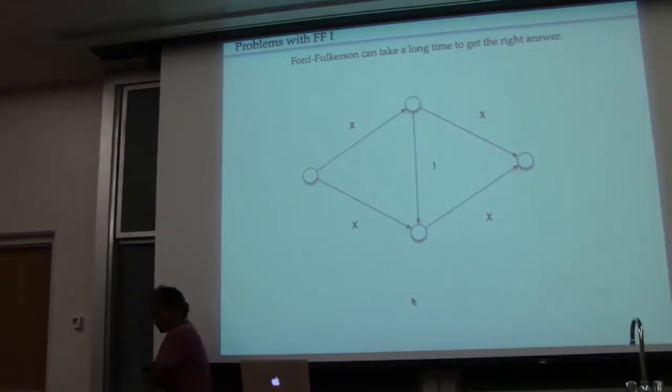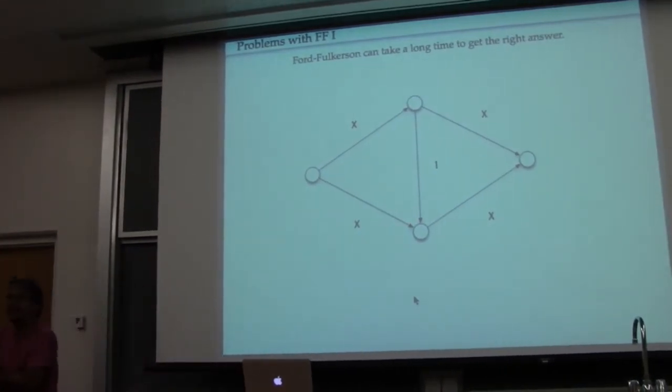The problem with Ford Fulkerson, as I mentioned, is that it can take a long time to find the right answer. I threw out a little note last time about why it's not polynomial time. We'll get to that. Suppose you have a network that looks like this. I didn't mark source and sink. Source is on the left side, sink is on the right side. What is the max flow in this graph?